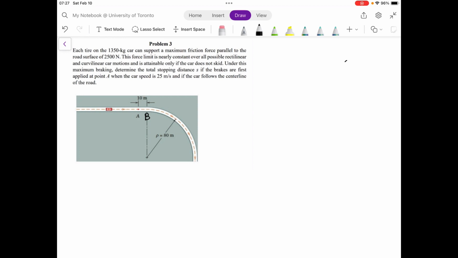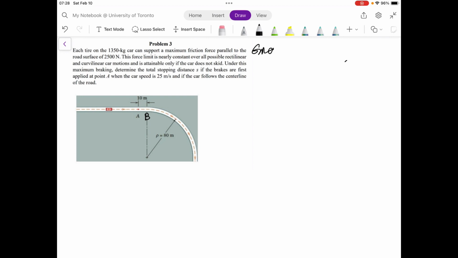Question number 3. Each tire on the car can support a maximum friction force of 2,500 newtons. What we need to find is the total stopping distance S. The brakes are first applied at point A, with the initial velocity of 25 meters per second.